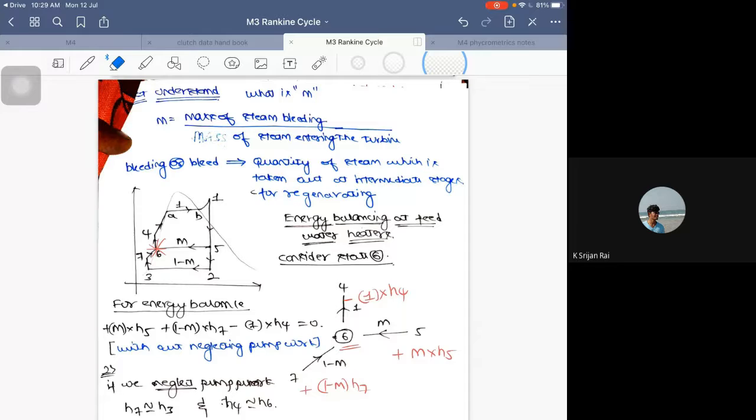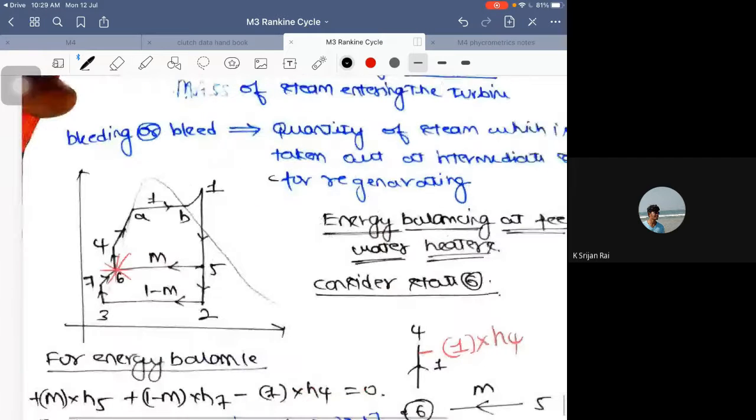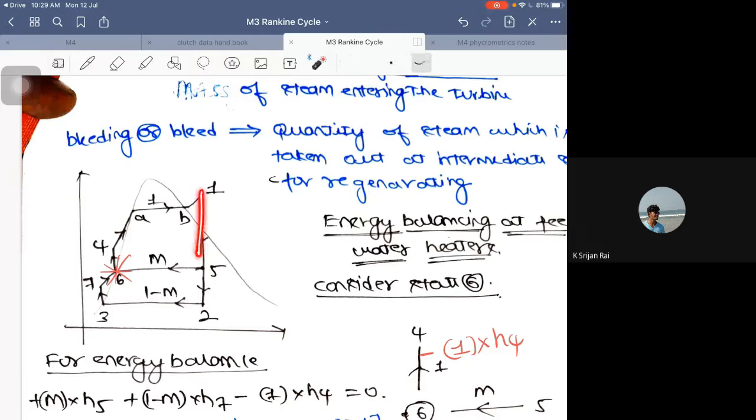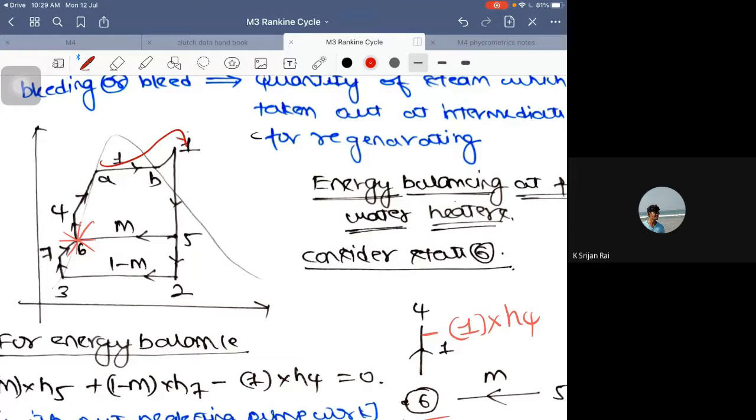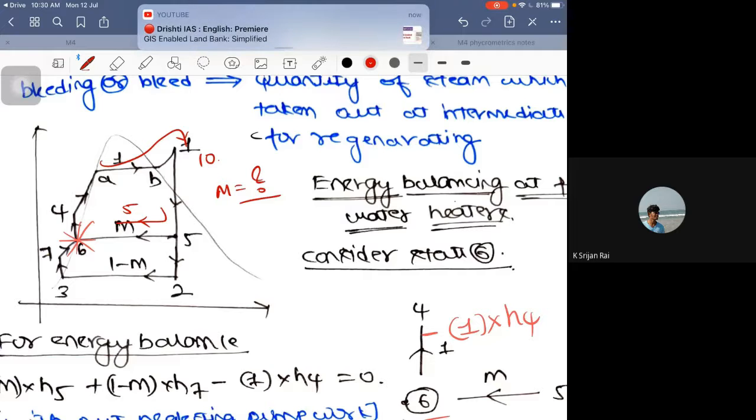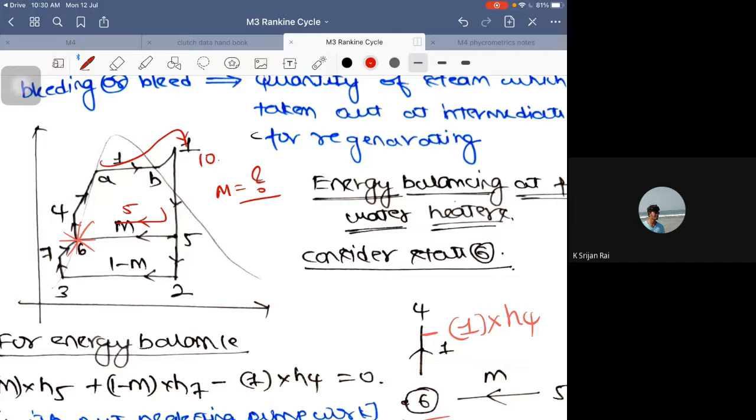The first thing we have learned is the value of M. How do you calculate the value of M? It is the mass of steam bleeded divided by the mass of steam entering the turbine. Suppose the mass of steam entering the turbine is 10, and the mass of steam which is bleeded is 5. What is the value of M?